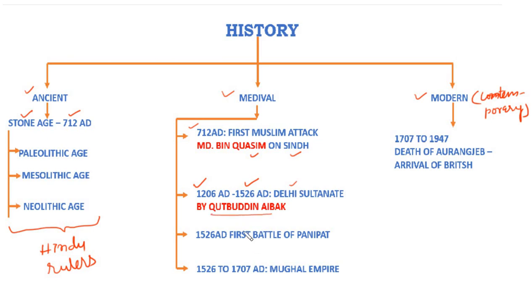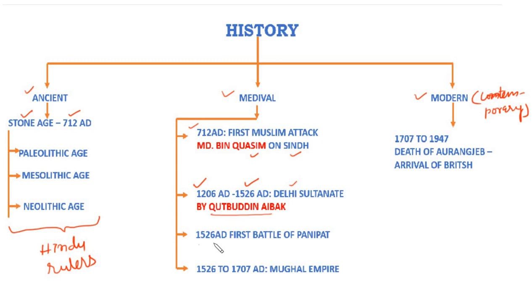After that, under the Slave Dynasty which he started, a number of rulers came and attacked India, because India at that time was very rich. It was the golden time of India, from 600 BC to 700 AD. It was the golden time for India, and India was very rich at that time. So after 1526, what happened?